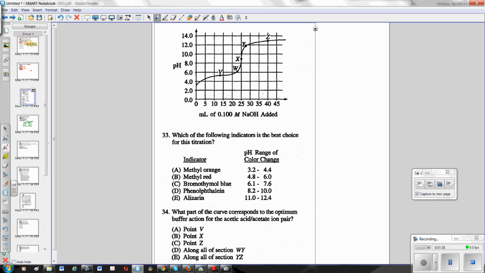This is a typical titration curve. They ask you, 34 was the one where optimum buffer action occurs. Remember, optimum buffer action occurs halfway to equivalence. This is the maximum buffering region right here. So maximum buffering occurs in the zone right there on a titration curve. So the correct answer is A, point V.